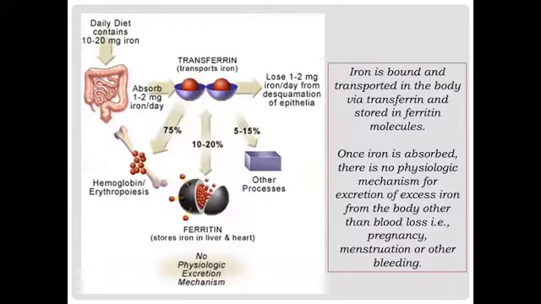Iron is bound and transported in the body via transferrin and stored in ferritin molecules. Once iron is absorbed, there is no physiologic mechanism for excretion of excess iron aside from blood loss. For instance, in pregnant women, also during menstruation, and also during bleeding tendencies. That's why women are more at risk for iron loss compared to men.